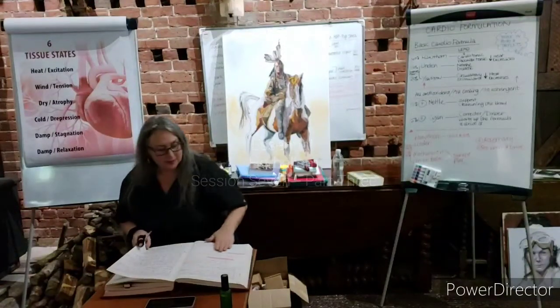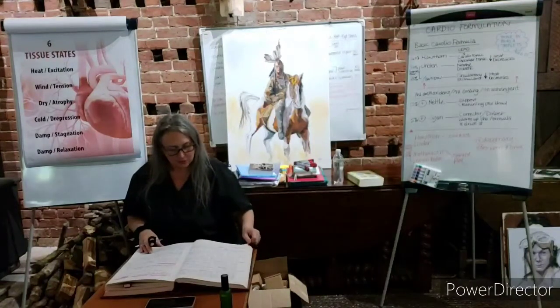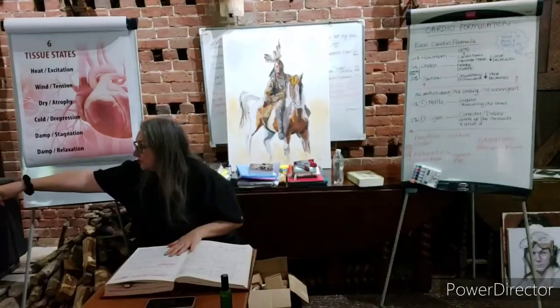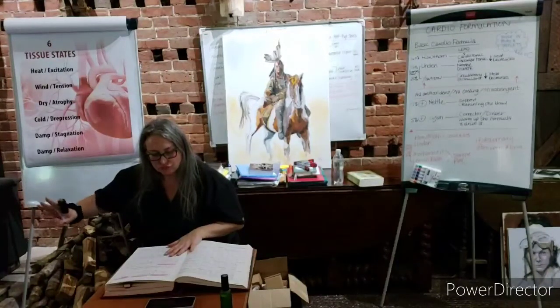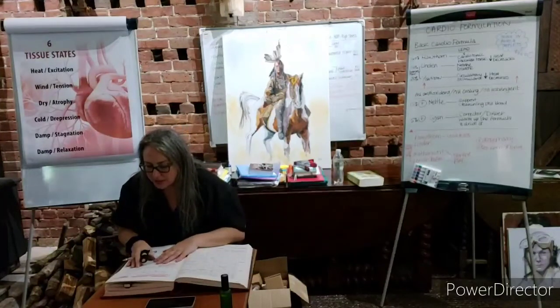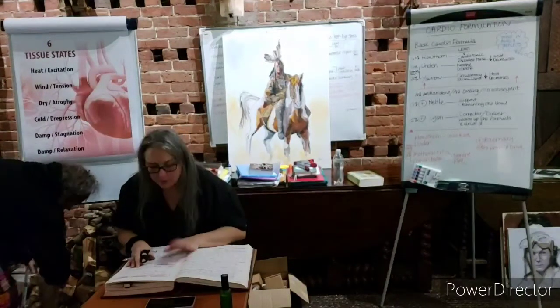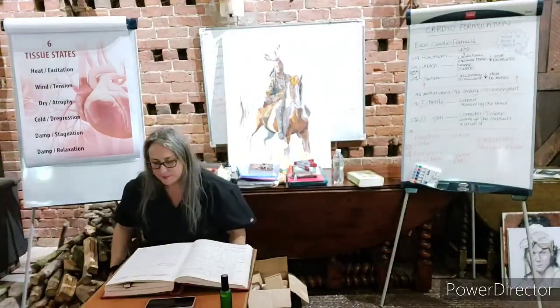So we were talking about heat excitation, and we were looking at plants. We ended by me saying we're going to cover more remedies later on, and we said Linden flower and lemon balm. Right, okay. Next tissue state is wind tension.